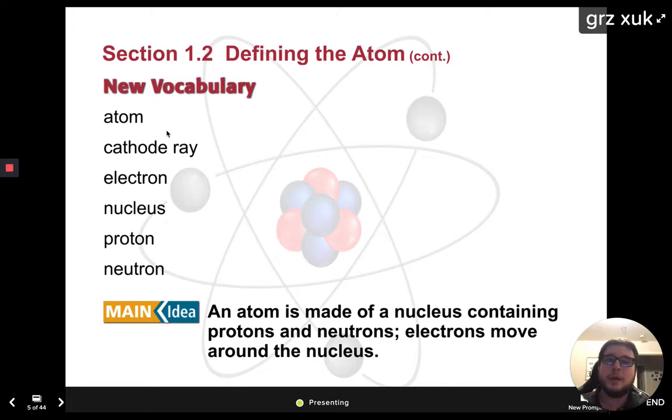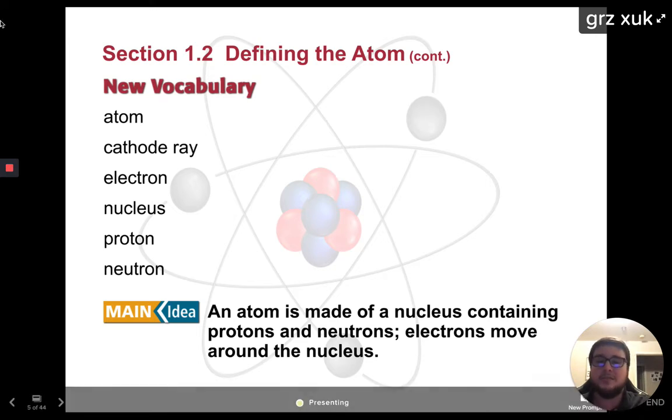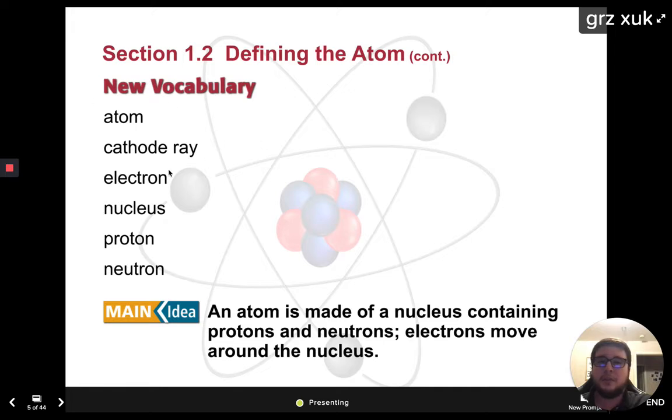All right, our new vocab for this section, we're going to talk about atoms. We're going to talk about cathode rays. Cathode rays are what's in those old TVs. Maybe you've seen the big gigantic box TVs that are really heavy. If you take a magnet to them, it ruins the TV. Those are cathode ray tube TVs, CRT TVs is what they're called. We're going to talk about what that is. We're also going to talk about electrons, protons, neutrons, and then the nucleus of the atom.